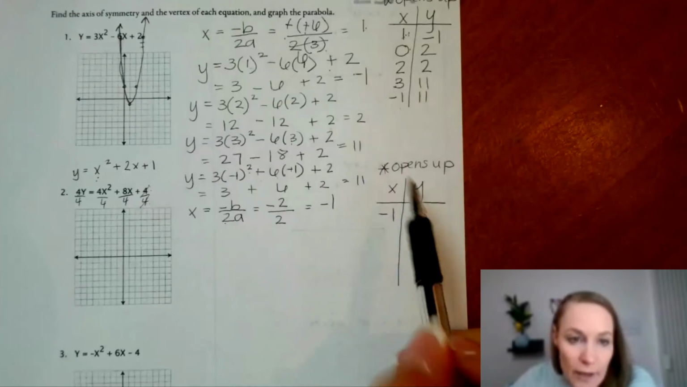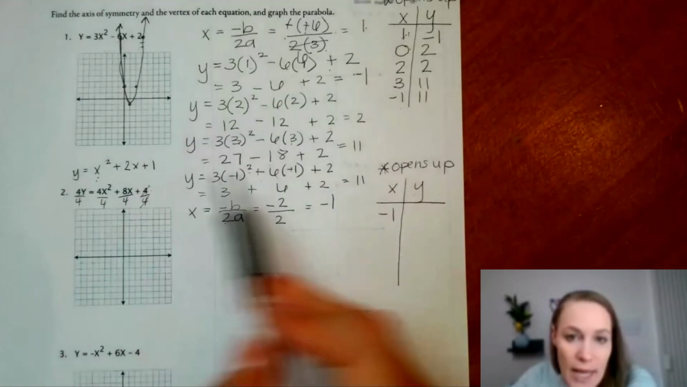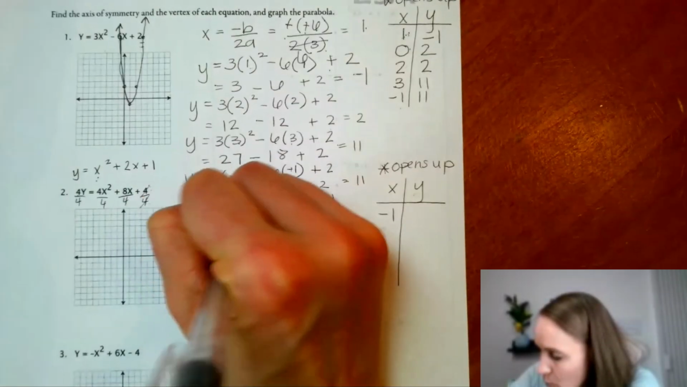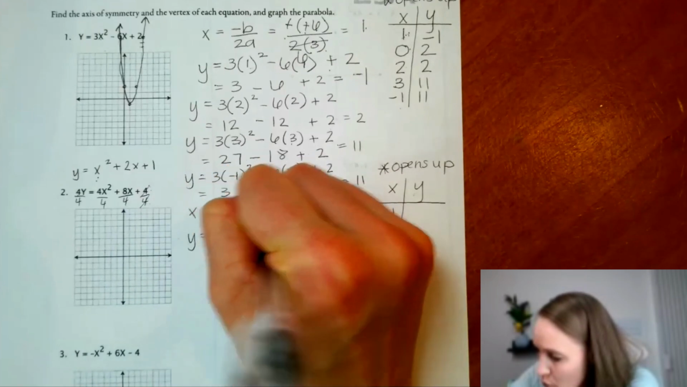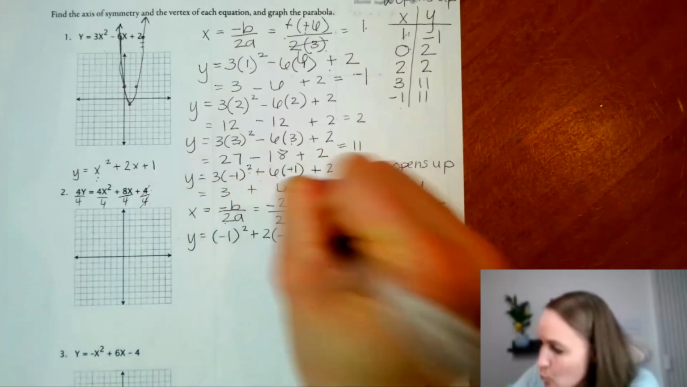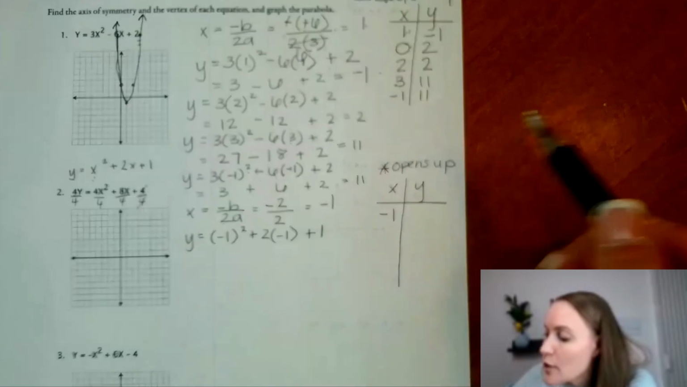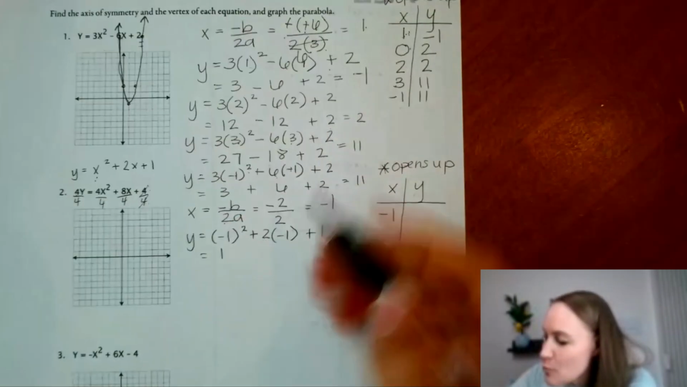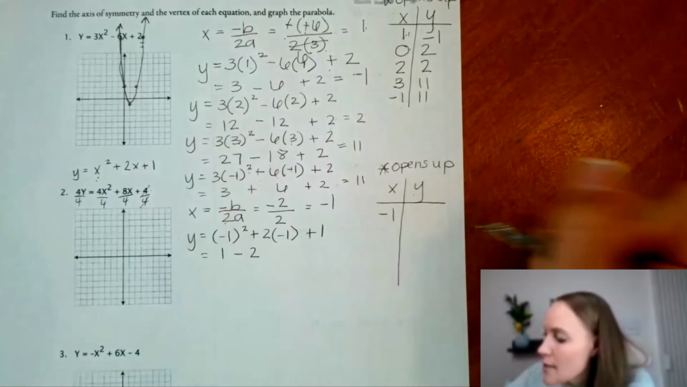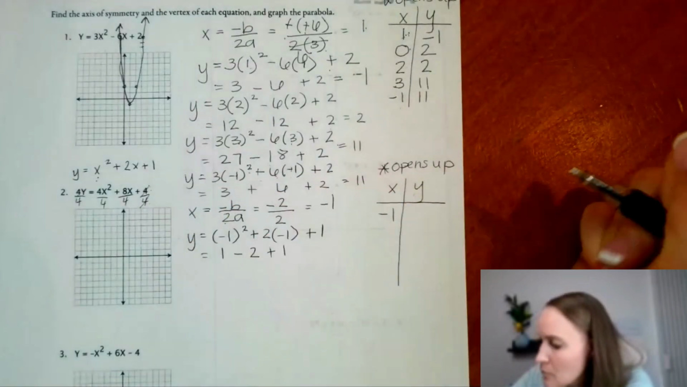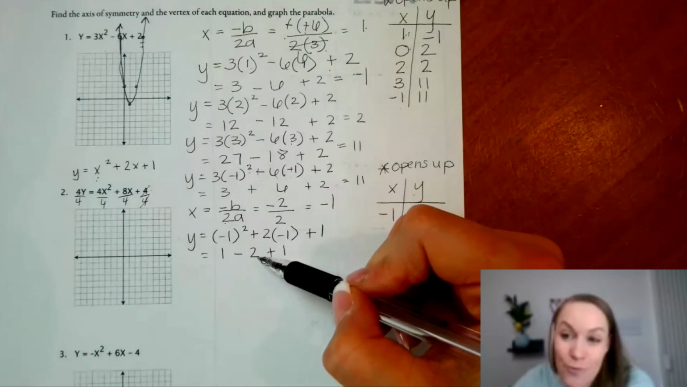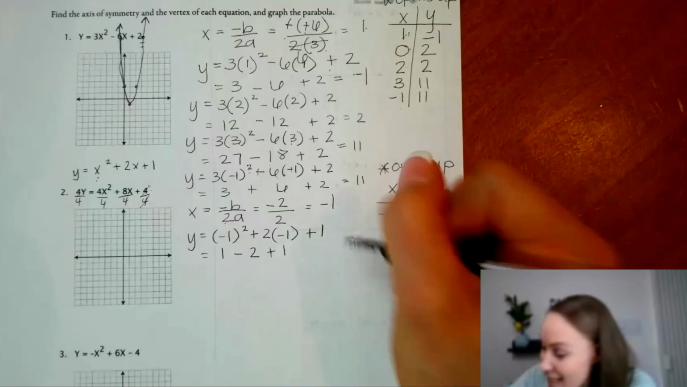Okay, now I need to find the y value. So I'm going to write down my equation and plug in my negative 1. Y equals negative 1 squared plus 2 times negative 1 plus 1. 1 squared is 1. 2 times negative 1 is negative 2, and then plus 1. Okay, 1 minus 2 is negative 1. Negative 1 plus 1 is 0.